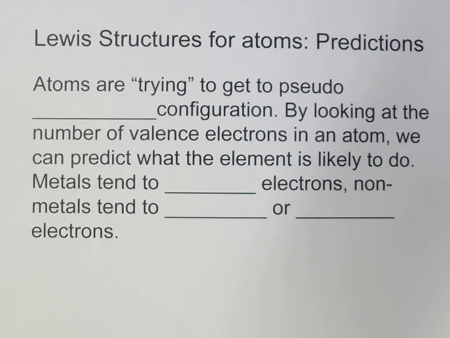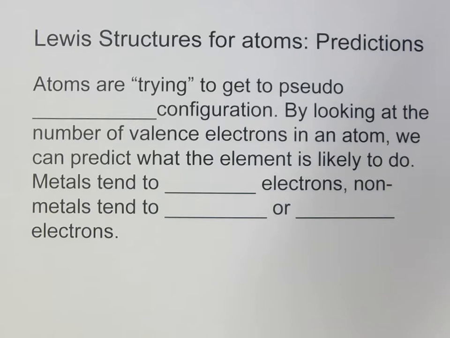This is Chem 230, Introductory Organic Chemistry at Glendale Community College in Glendale, Arizona, and today we're going to talk a little bit about some of the predictions you could make for atoms based on the number of electrons they have and the Lewis structure for those atoms.